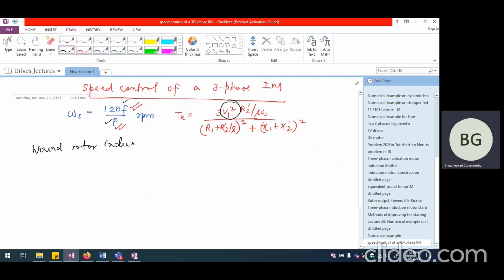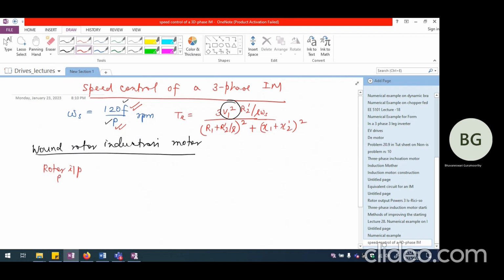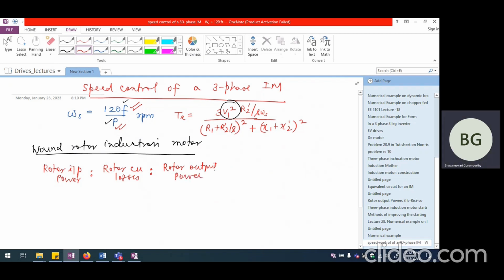So in a wound rotor induction motor, if you may recall, we said in any induction motor for that matter, the rotor input power is to the rotor copper losses with respect to the rotor output power, that is the mechanical output power. This is generally attributed to the ratio in the form of 1 is to S is to 1 minus S.